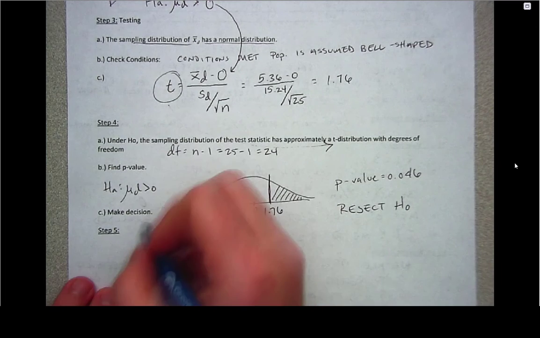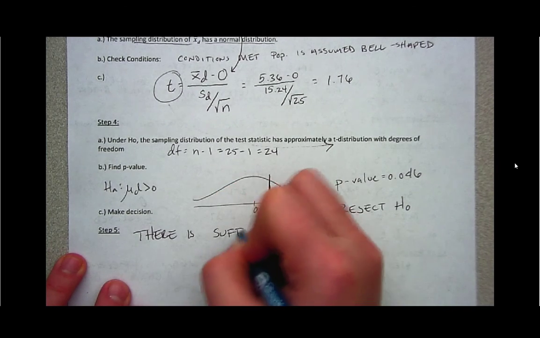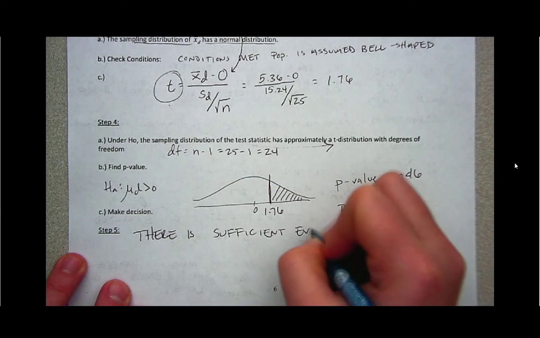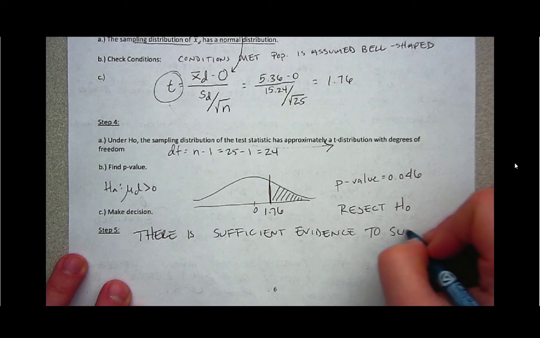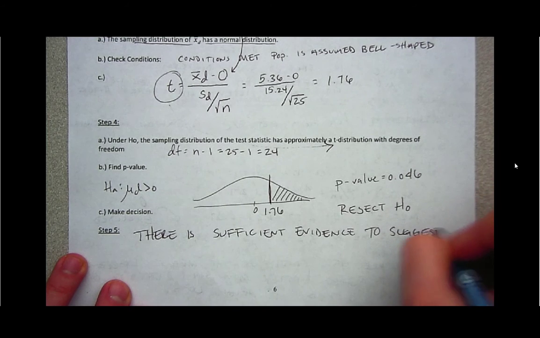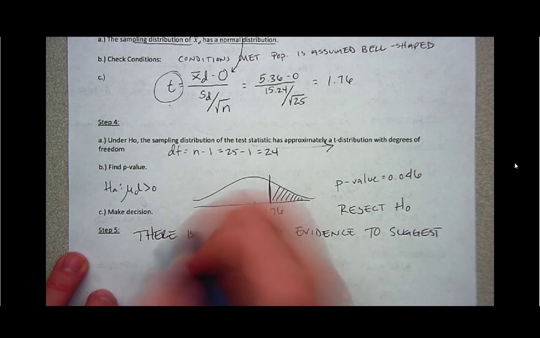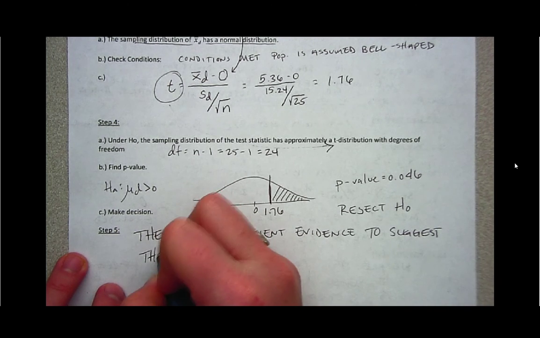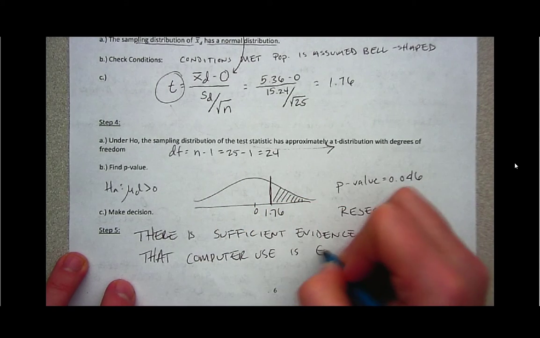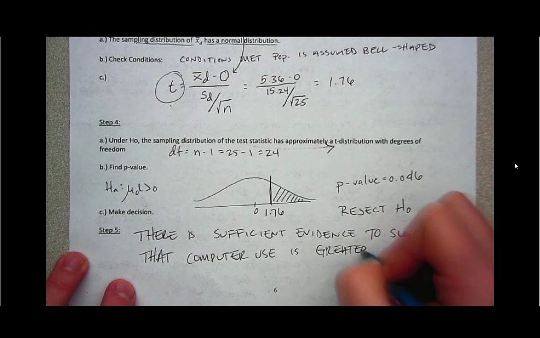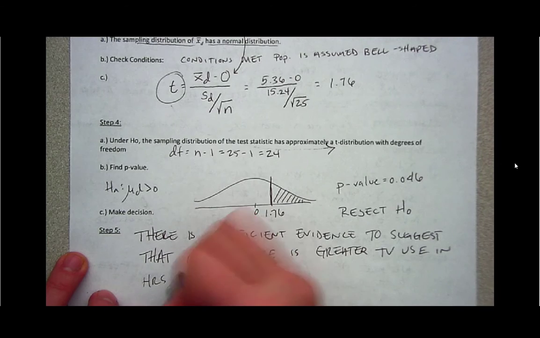So then in step 5, because we rejected, we have sufficient evidence to suggest, and then we're going to restate our alternative, but we're going to do it in a way that makes it easy to read. So there's sufficient evidence to suggest that computer use is greater than TV use in hours per week for students on average. So technically, I have included all of the parts of my alternative. I've just written it in a way that's easier to read.